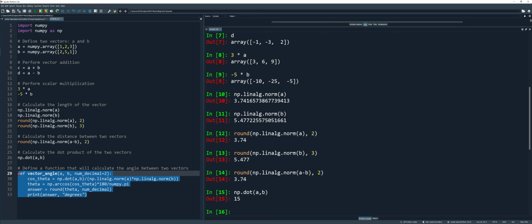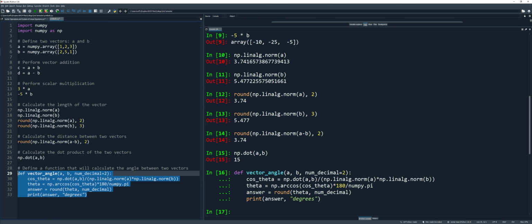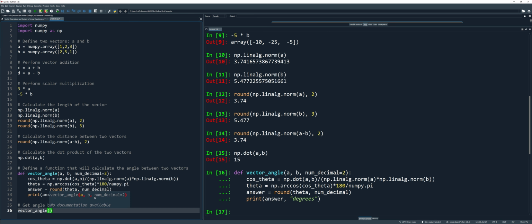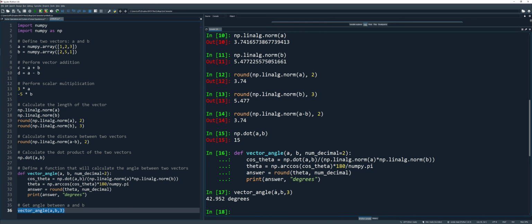So let's run this code. And good. And let's try to use this function to get the angle between vectors A and B. So we type the name of the function, that's vector angle, A, comma B, and say you want to round your answer to the nearest thousandths. So that's 3. So you run the code, and you have your answer.